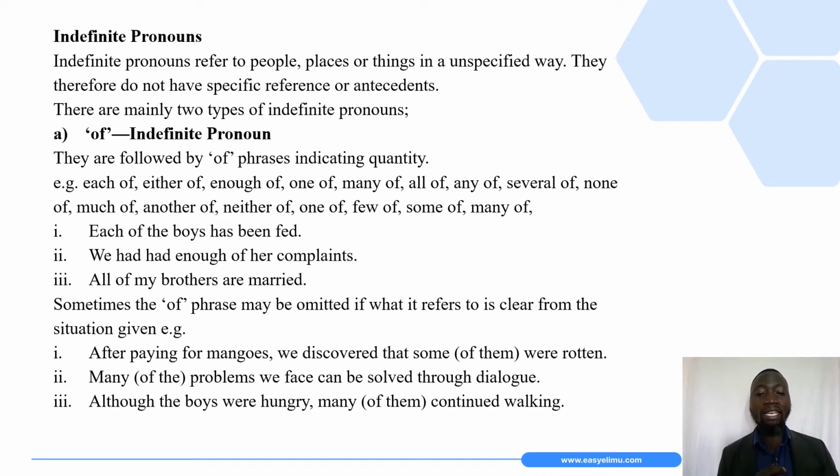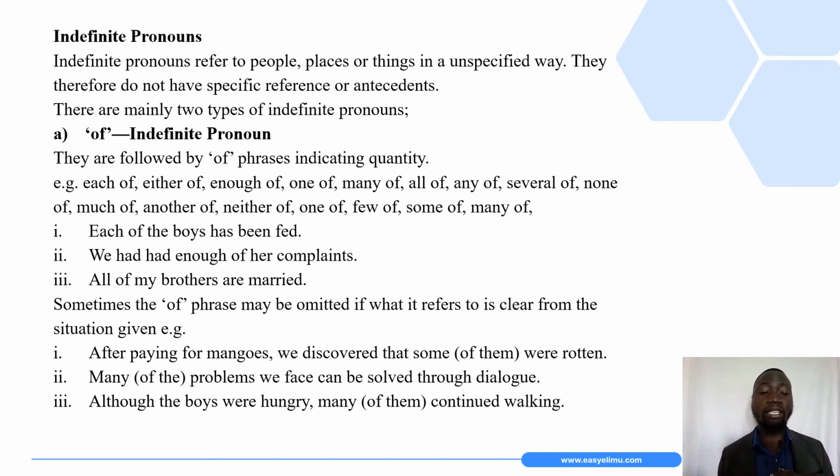The reason why "of them" is enclosed in brackets is to indicate that even if it is omitted, the sentence will still be clear. That is, it will still be expressing a complete thought. So let me reread the sentence without the "of" phrase. After paying for the mangoes, we discovered that some were rotten. You realize that the sentence is still making sense.